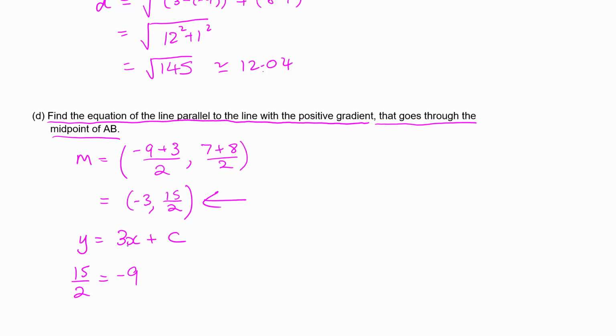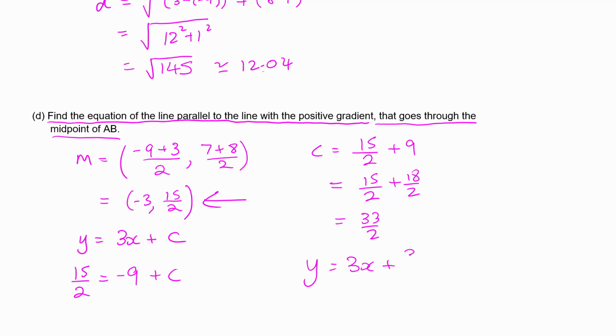So therefore 3 times negative 3 is negative 9 plus c, which gives us that c is 15 over 2 plus 9, which is 15 over 2, of course you've got a calculator anyway, plus 18 over 2, which is 33 over 2. So our line is y equals 3x plus 33 over 2.